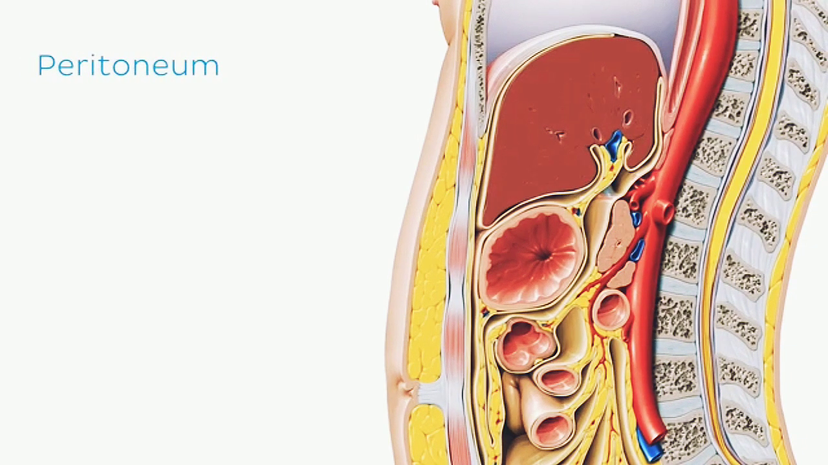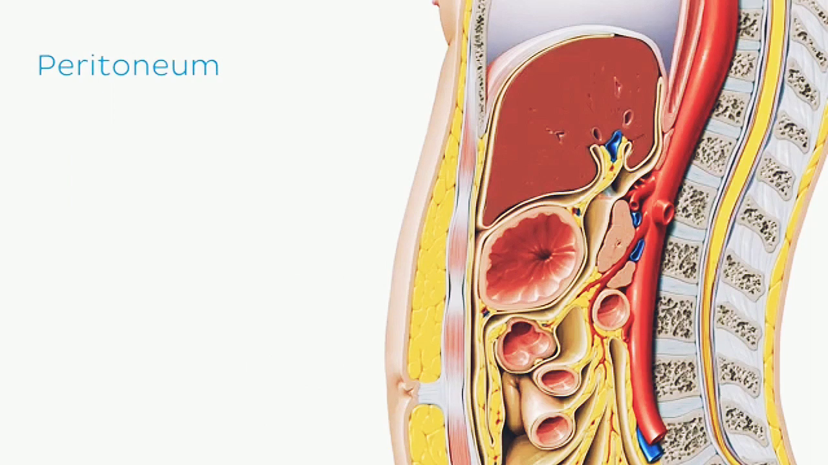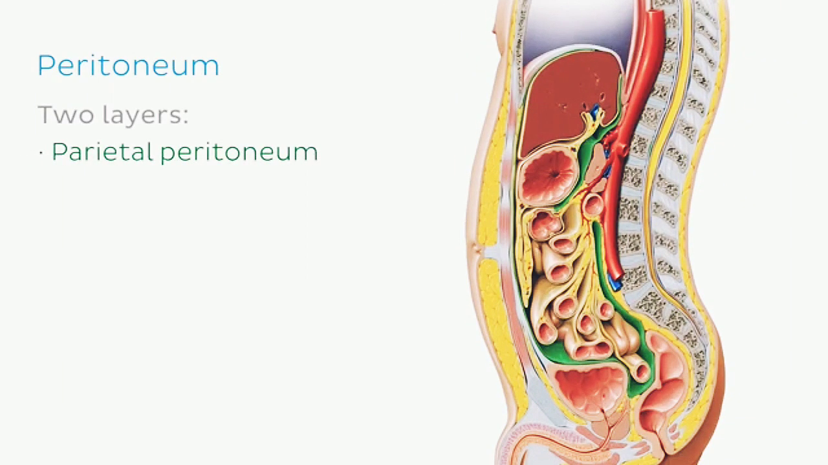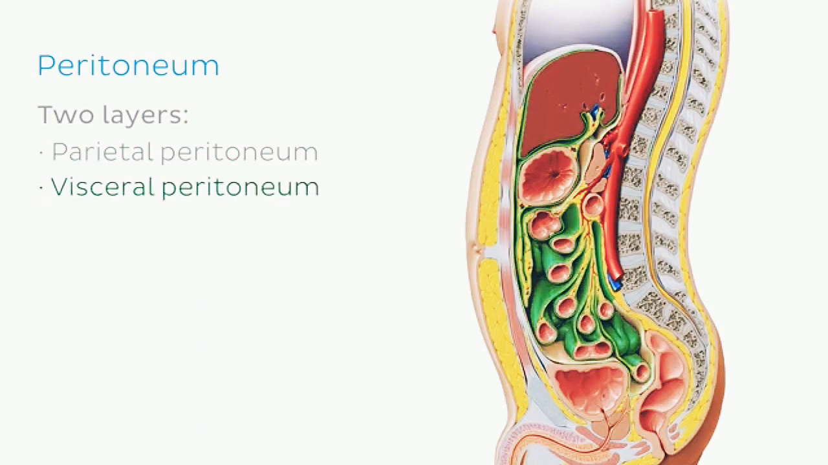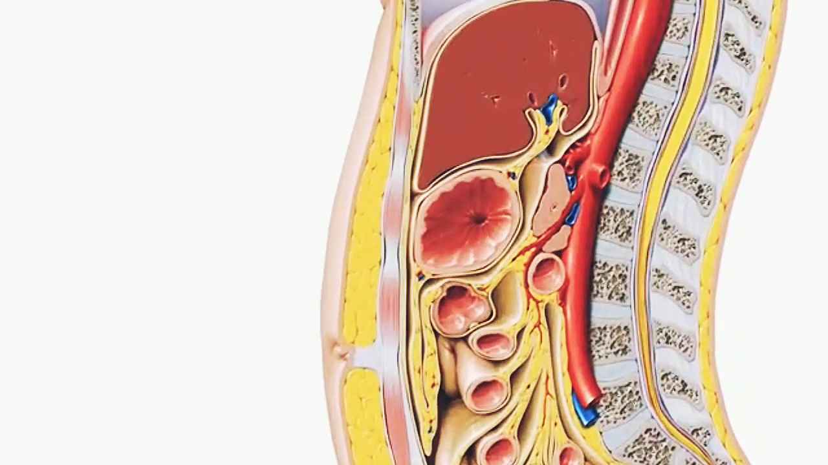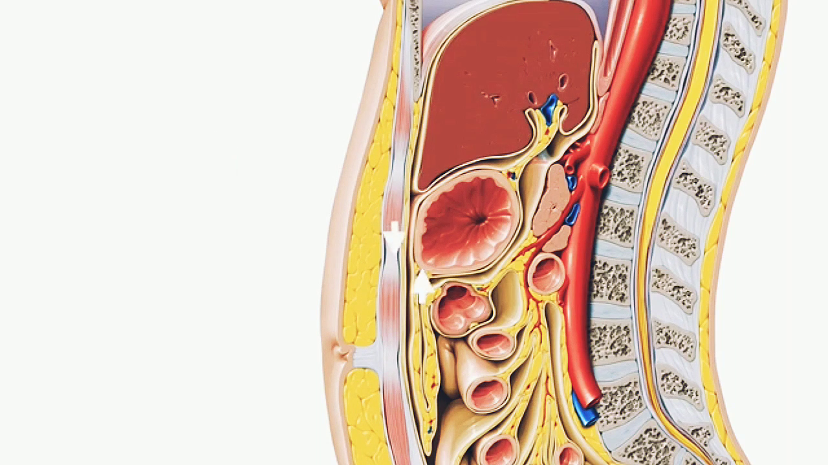The peritoneum is a double layer of simple squamous serous tissue called the mesothelium. There are two layers of peritoneum, as we mentioned before, and these two layers are known as the parietal peritoneum and the visceral peritoneum. These two layers are continuous with one another and have a potential space between them filled with serous fluid. This space allows the layers to effortlessly slide over each other, as you can see in our image. Together, both layers anchor organs and provide support for their movements.